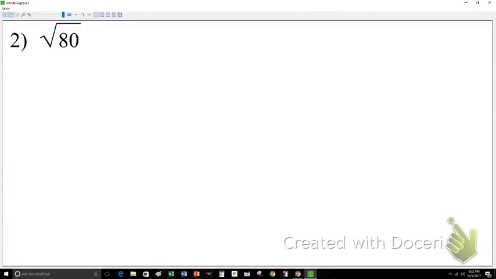So let's try to simplify the square root of 80. To simplify this radical, once again, we're going to try to factor out as many perfect squares that we can from the number that's underneath the radical, the radicand.